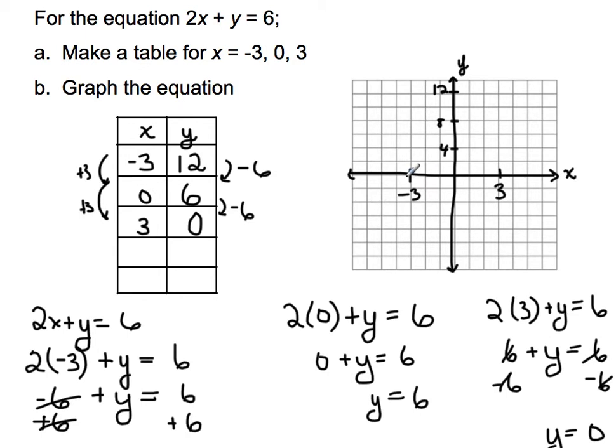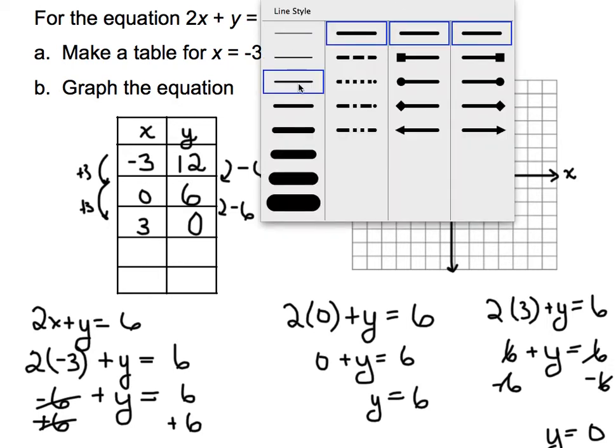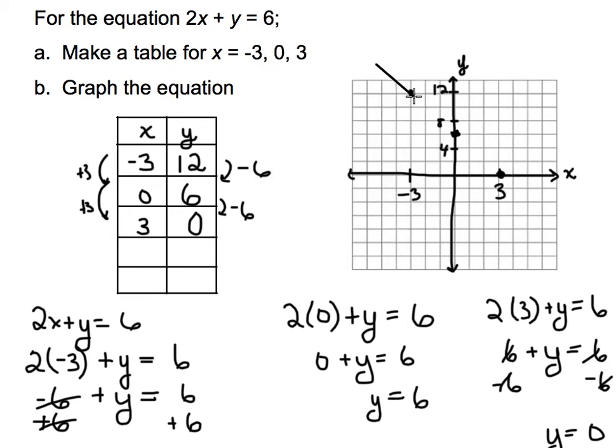So -3, +12. 0, 6, 3, 0. And I can see that it is on a linear line, it's on a line, darn it. Let me just, there, that's what I wanted. Oh, look at that, it's perfect.